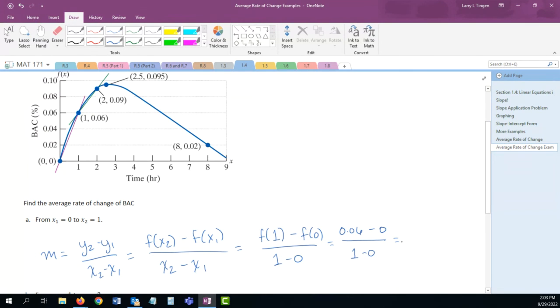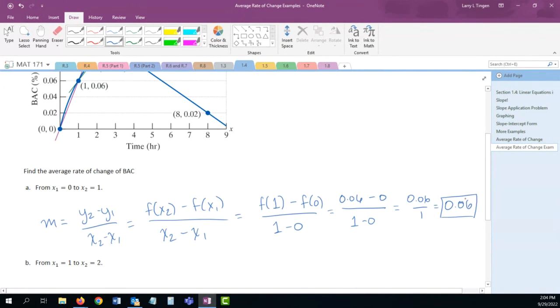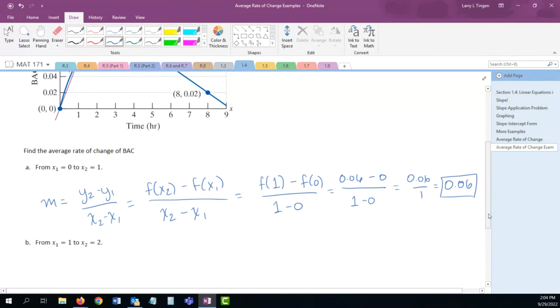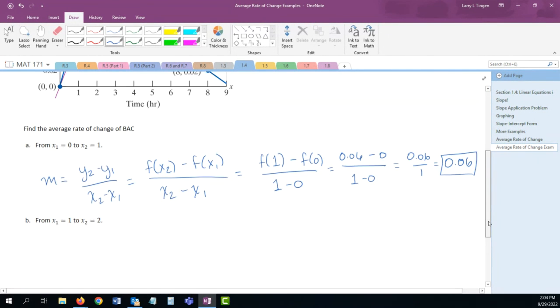over 1 minus 0. 0.06 over 1, which is 0.06. It's blood alcohol level over time, but they didn't give me units. It's a percentage blood alcohol content, so you could say the average rate of change over that hour is 0.06. That's how much the alcohol level went up in the body.